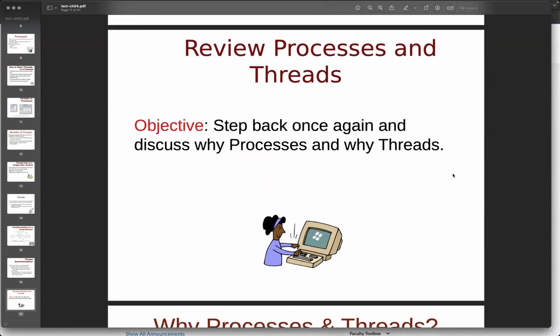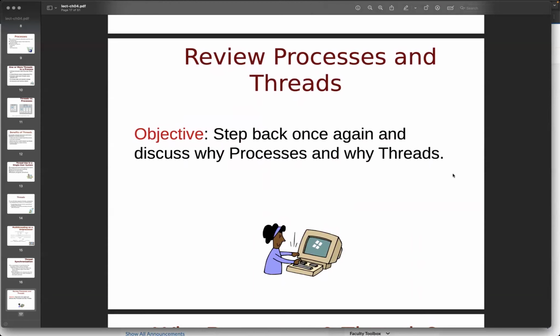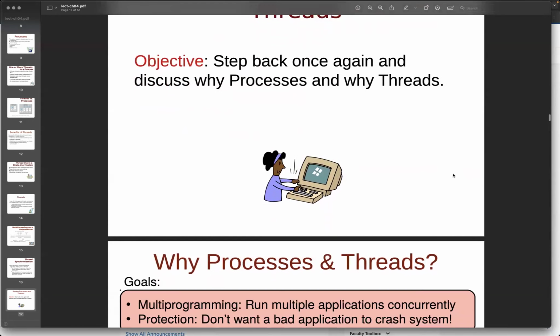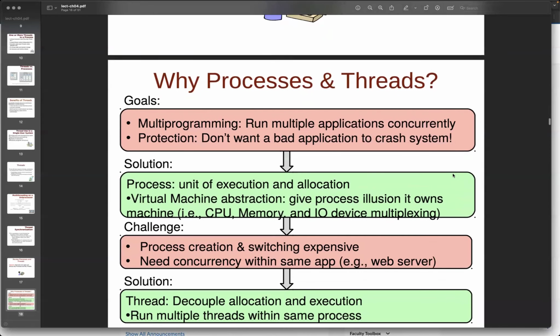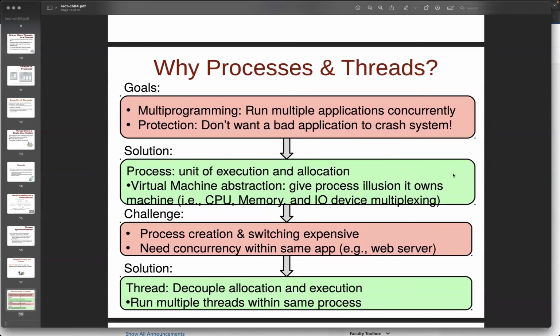Okay, so here we review the process, and the fork. Just step back once again, and then we will discuss why the process and why we need to do a fork. In the old times we had a uniprocessor, and we thought of it like a batch, so we only did one job at a time. Then our goal for the OS is, how can we do multi-programming, running multiple applications concurrently, and also doing protection? We don't want a bad application to crash the system.